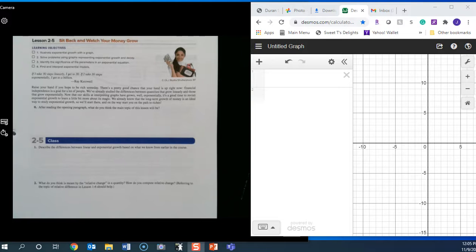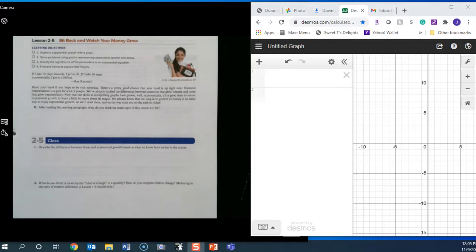Learning objectives. 1 is to illustrate exponential growth with a graph. 2, to solve problems using graphs representing exponential growth and decay. 3, identify the significance of the parameters in an exponential equation. 4, find and interpret exponential models.